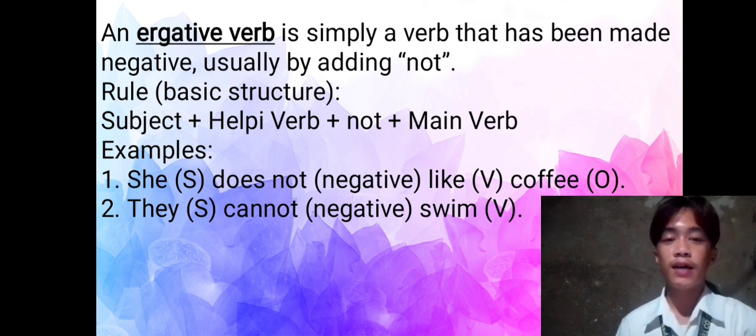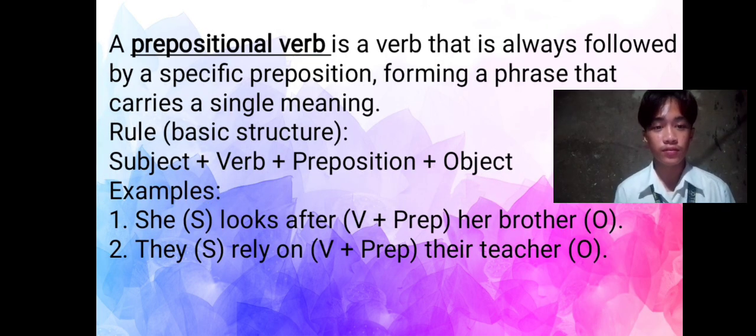So next we have the prepositional verb. A prepositional verb is a verb that is always followed by a specific preposition, forming a phrase that carries a single meaning. So we have the basic structure of the rule of prepositional verb. Again, subject plus verb plus preposition plus object.